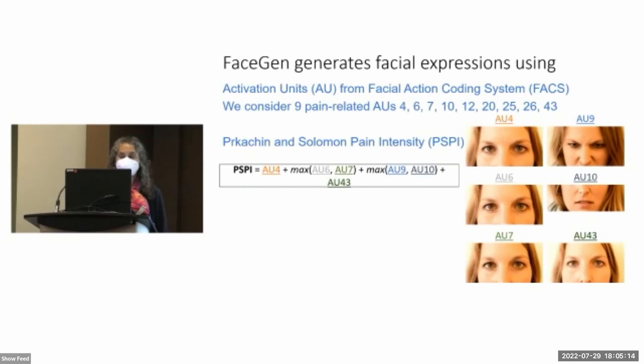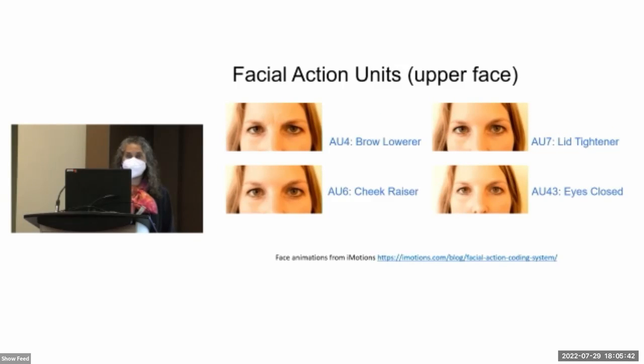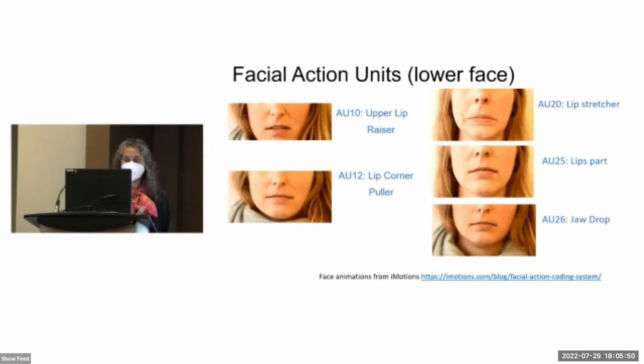Okay, FaceGen generates facial expressions using the facial action coding system, and we considered 9 pain-related action units. Some of them are shown on this slide. The ones shown on this slide are related to the PSPI measurement, which is a measure created by Crichton and Solomon to be an estimate of pain. And we can look in more detail. So these are facial action units relevant to pain from the upper face and relevant to pain from the lower face.